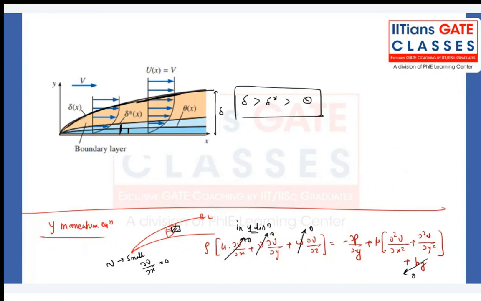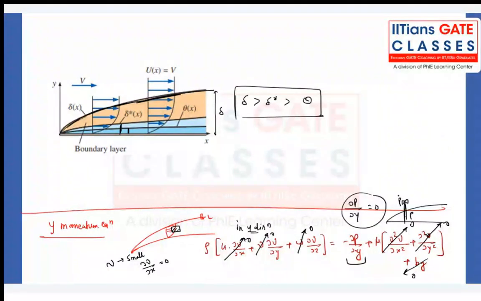Now, what about this term? If ∂v/∂x is 0, then ∂²v/∂x², that is also 0. What about ∂²v/∂y²? See, v is a very, very small quantity. If you do any differentiation, that is also gone. So what can you write? ∂p/∂y will be 0. What is the meaning of that? Inside the boundary layer, whatever the pressure is, outside the boundary layer the pressure will be exactly the same. Outside the boundary layer, what is the pressure? P infinity. Inside, it has to be P infinity then.